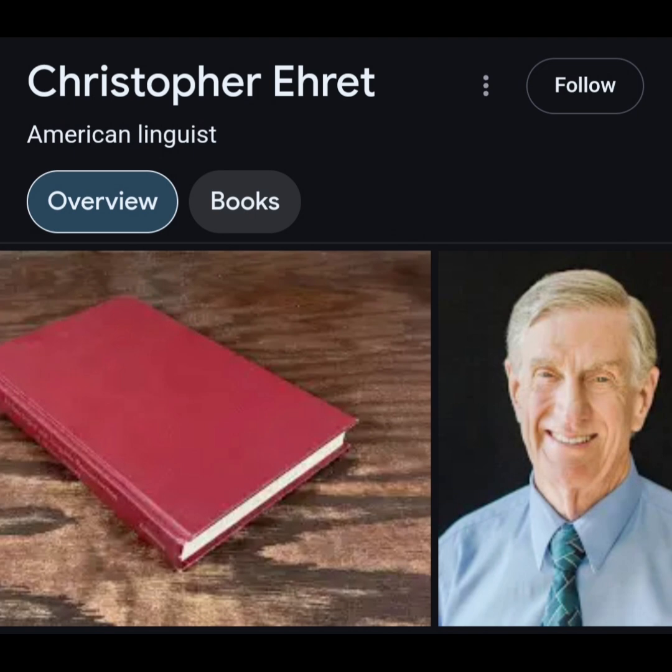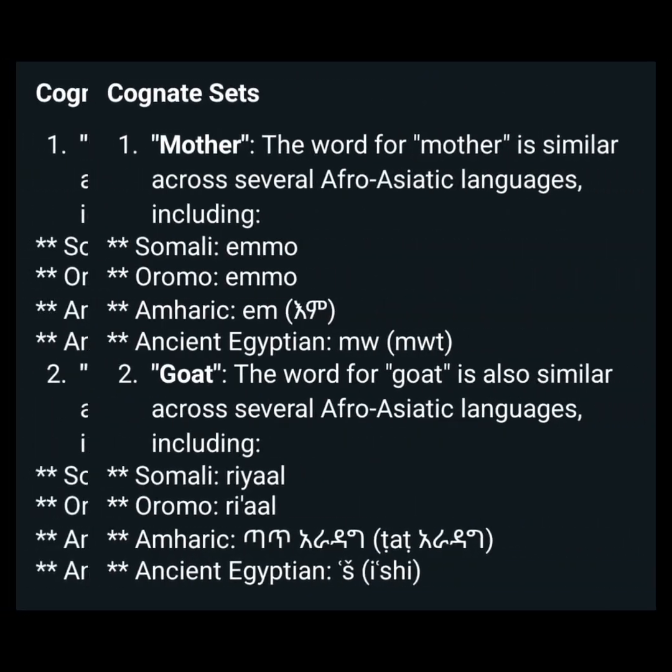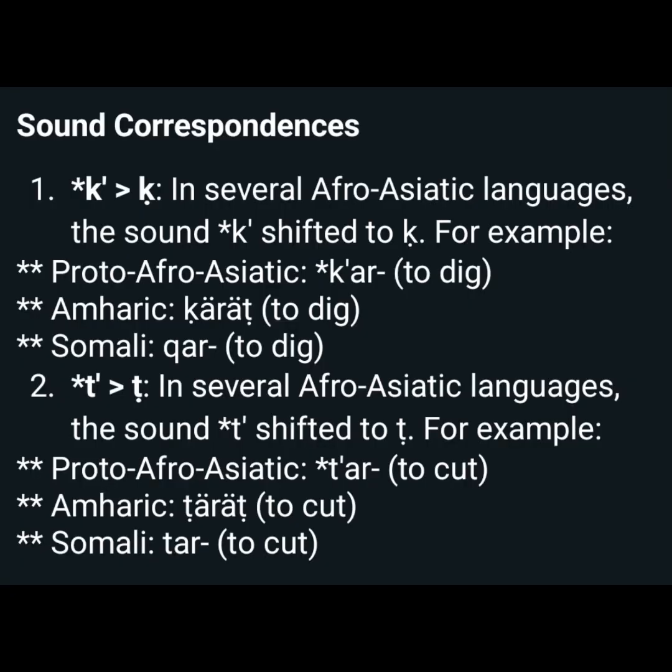Linguistic evidence. Christopher Ehret cited several linguistic features as evidence for the origin of the Afro-Asiatic language family in the Horn of Africa. Some of the key features he mentioned include: 1. Cognate sets. Ehret identified cognate sets, which are sets of words that are similar in both sound and meaning across different languages, as evidence of a common ancestral language. 2. Sound correspondence.